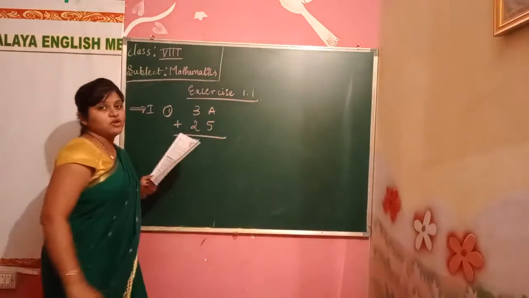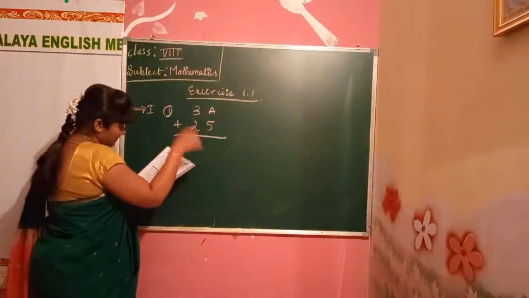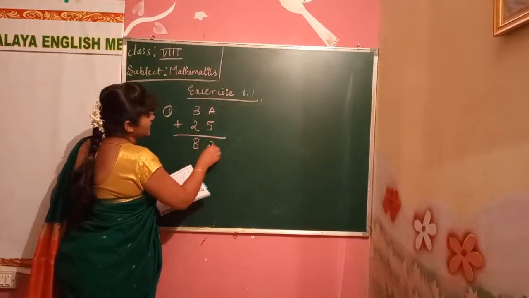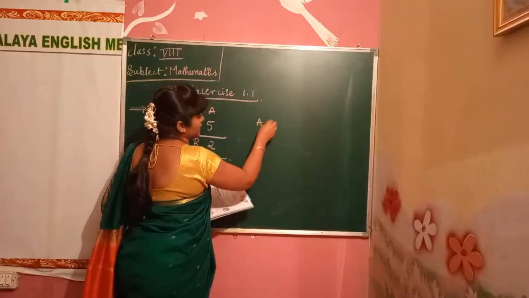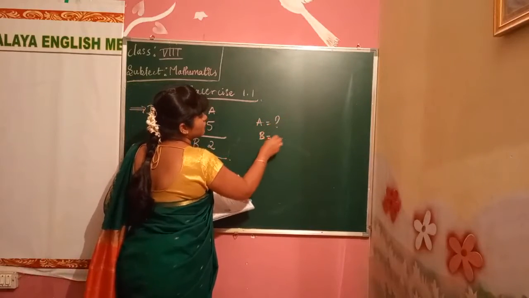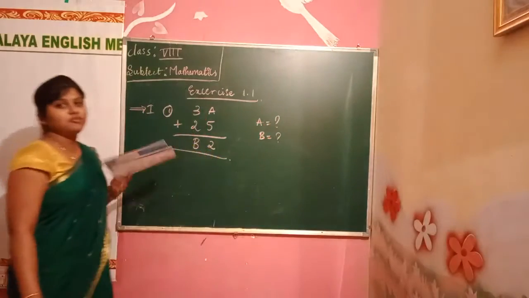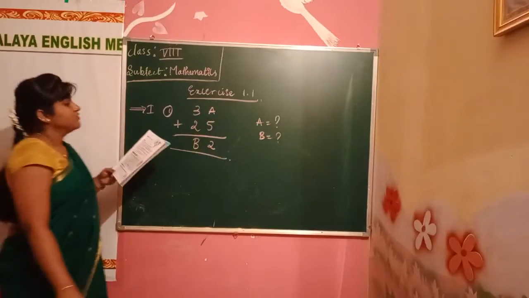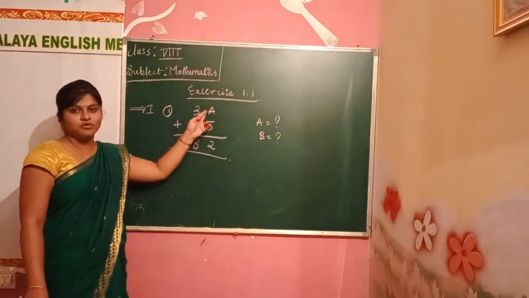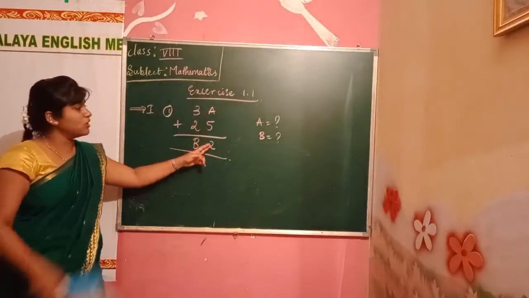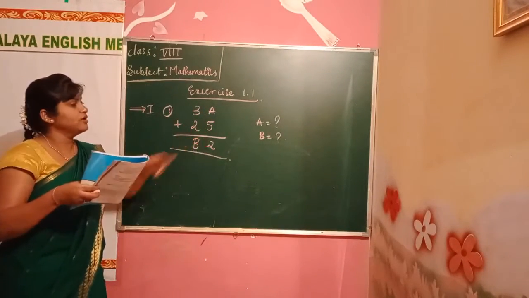They are telling us to find the value of A, children. They are giving the answer also here. And they are telling us to find the value of B. Here they are telling us to find the value of A and the value of B. We have to find both the values. Here they have given one value to find and two they have already given.